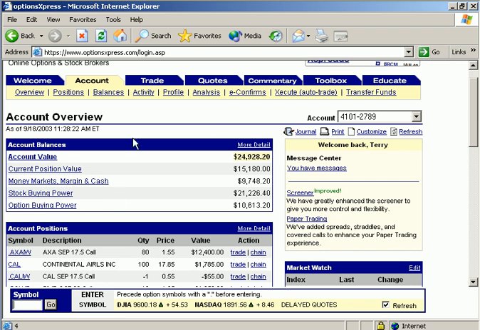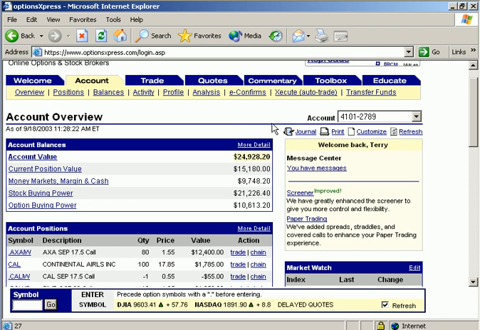Okay, by default, when you log in, you're going to come up to the account overview. What we're looking for on this page is simply option buying power, okay? Our option buying power here is 10,613. That's what we're going to write down, 10,613. That's all we need, because we're going to buy a long-term option, then sell a short-term option against that option. So let's go ahead and show you how to do the trade.